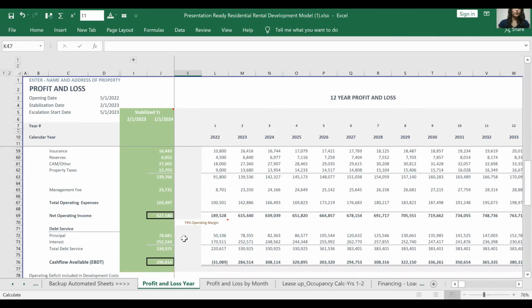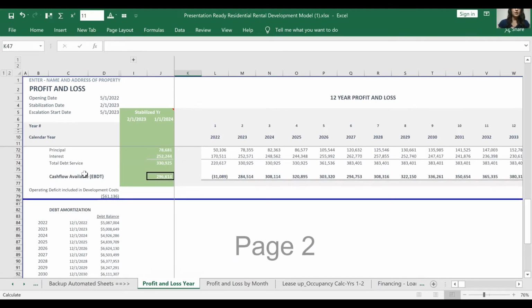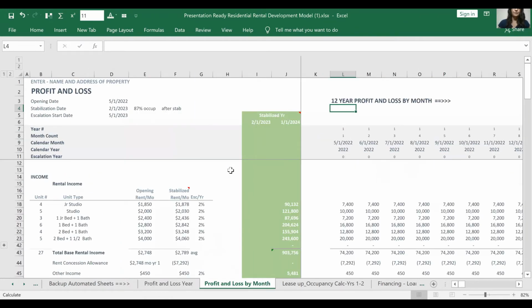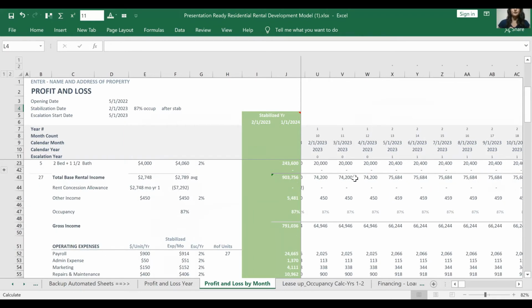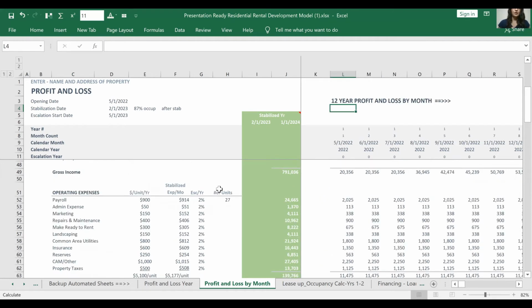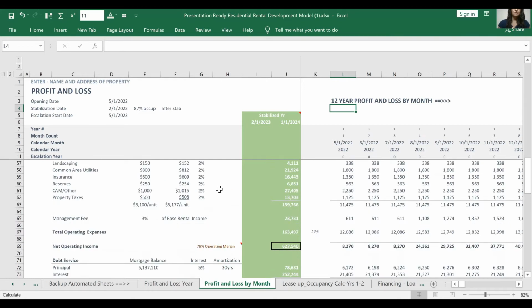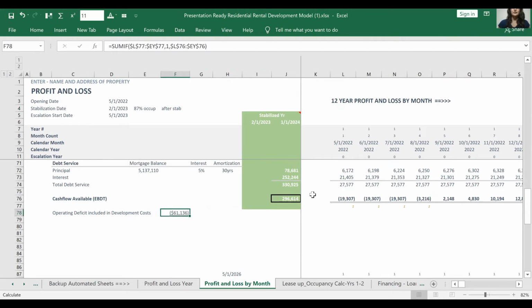Down below is your debt amortization. And I'm also calculating my operating deficit, which is something that shows up on my development cost. The same tab is shown on a monthly basis. This is going out for 12 years. There's my operating expenses. And here you can really see what the operating deficit is by month.